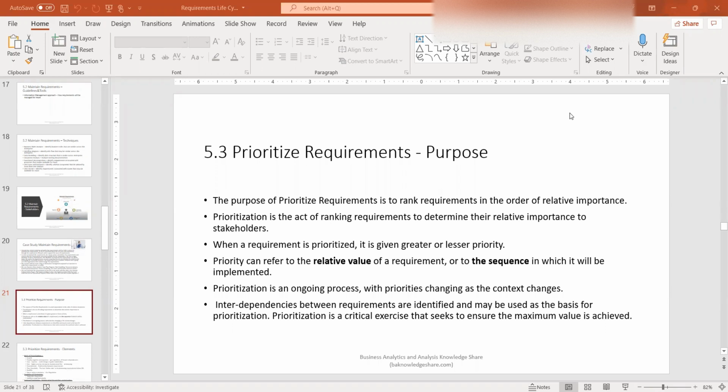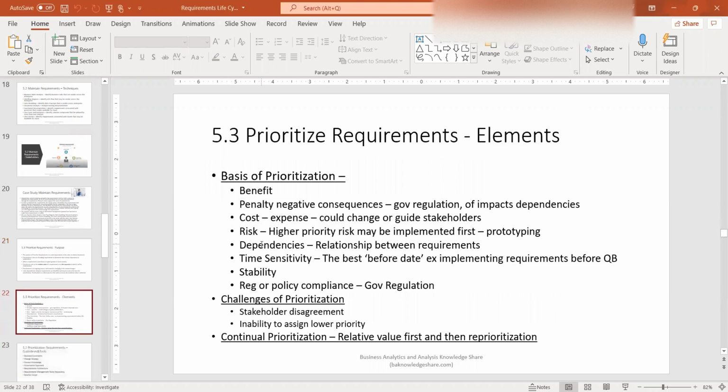Prioritization is an ongoing process, with priorities changing as the context changes. Interdependencies between requirements are identified and may be used as a basis for prioritization. Prioritization is a critical exercise that seeks to ensure the maximum value is achieved. Now, be it in Agile or within SDLC frameworks, prioritization is an important task that needs to be kept in the forefront of a BA's mind, or a person that has a skill set of business analysis.